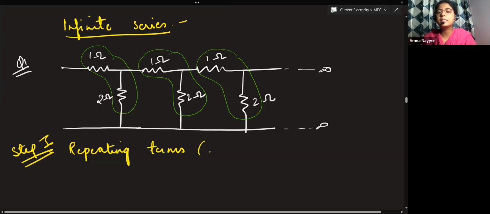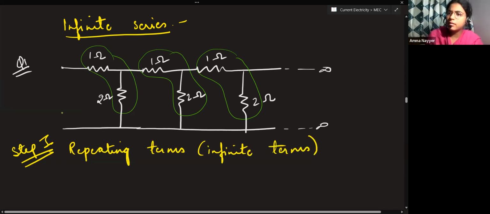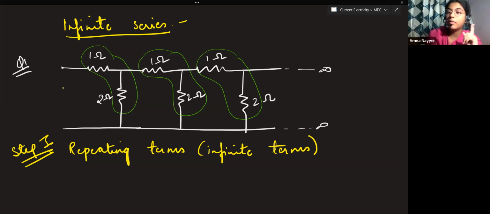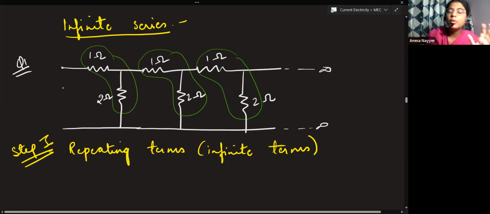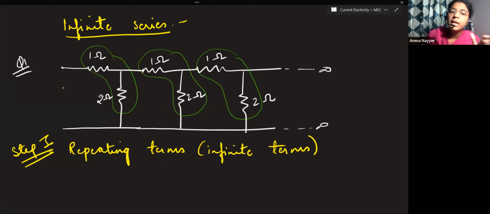Repeating terms basically means whatever are the infinite terms. Even if there is one more external resistor connected, and it is not getting repeated, then that won't be included in the repeating term. So you have to identify which resistors are repeating, and this is also valid in case of capacitors. If you have various capacitors connected, you have to identify which capacitors are repeating. So first identify the repeating term in this manner, the way we have identified 1 ohm and 2 ohm.